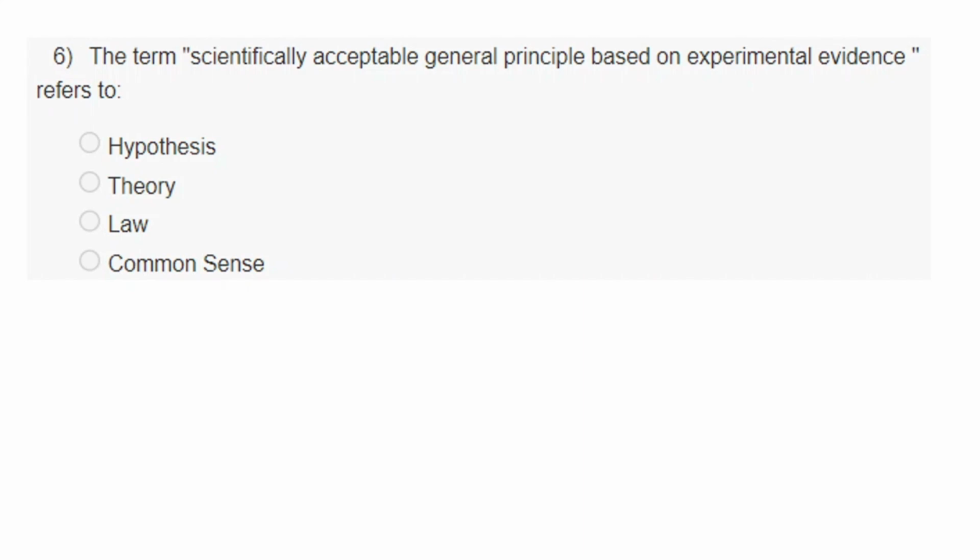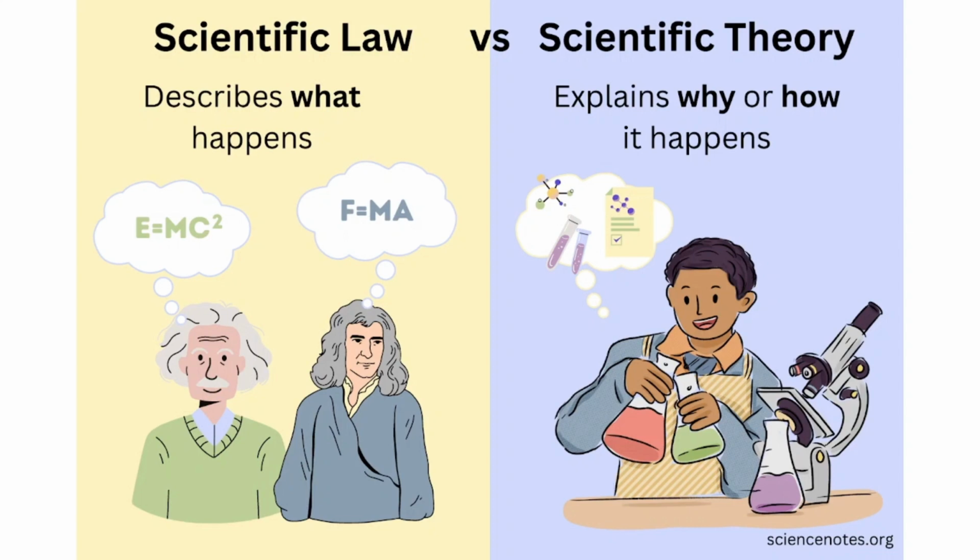So I know people will have different opinions on this one. Even I am a little bit dicey. Even I think theory makes more sense, but I am pretty sure some people will also think law. So I've tried to show what the difference between theory and law is. Scientific law basically describes what happens, and scientific theory explains why or how it happens.